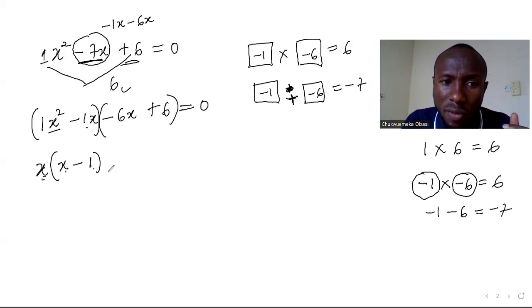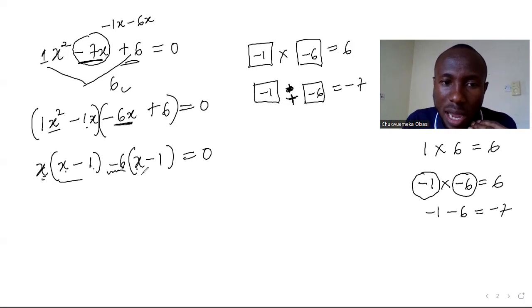Now I will leave a space right here, and whatever I have in this parenthesis, I will paste it here. Now I'll go back to that space I left. What will I multiply with x to get a negative 6x? Of course, that is just negative 6, because 6 times x will give us a negative 6x.